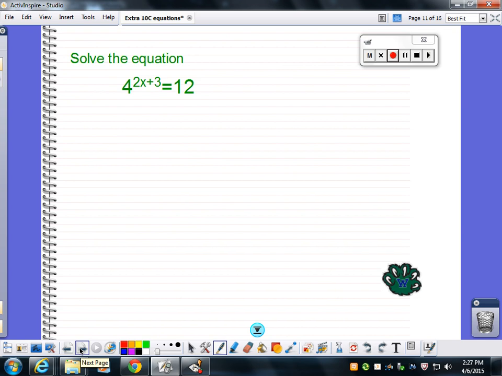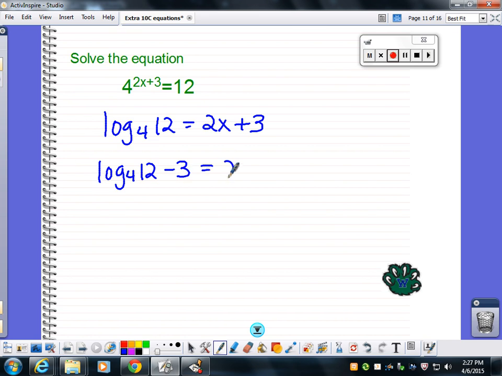All right, another practice question. What are you going to do? Well, hopefully you said this is a change the form question. So we're going to change it to logarithmic form. So log base 4 of 12 is equal to 2x plus 3. Solve for x. So log base 4 of 12 minus 3 equals 2x. Divide by 2. So x is equal to log base 4 of 12 minus 3 all over 2. So that would be the exact answer.